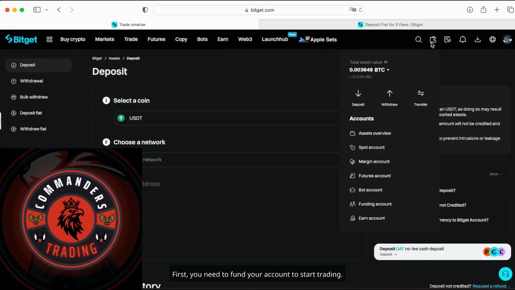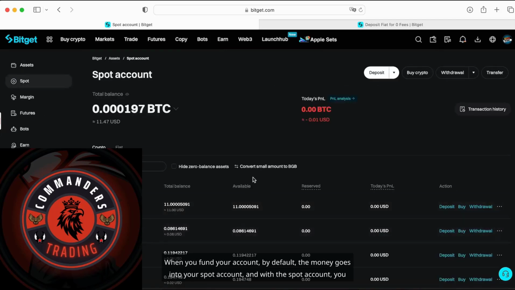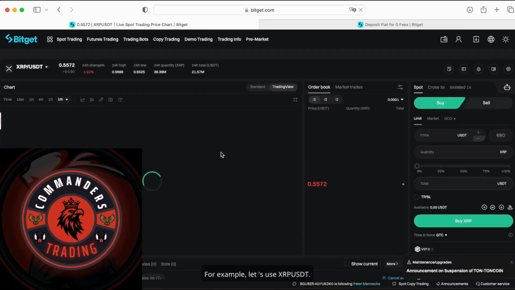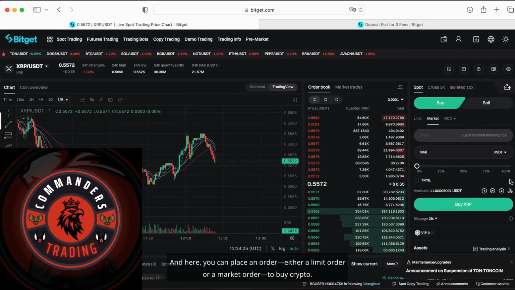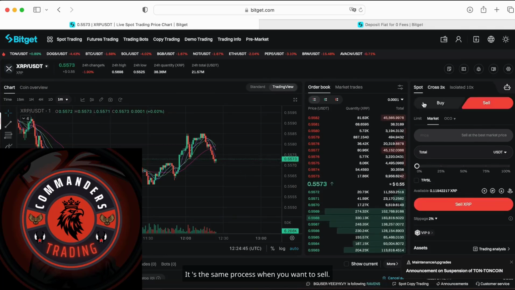First, you need to fund your account to start trading. You can deposit fiat money from your card or deposit some crypto. When you fund your account, by default, the money goes into your spot account, and with the spot account, you can buy crypto directly. So you go to trade, then spot, and choose a trading pair. So for example, let's use SPUST. And here, you can place an order, either a limit order or a market order, to buy crypto. Click Buy XRP, and your order will be executed. It's the same process when you want to sell.